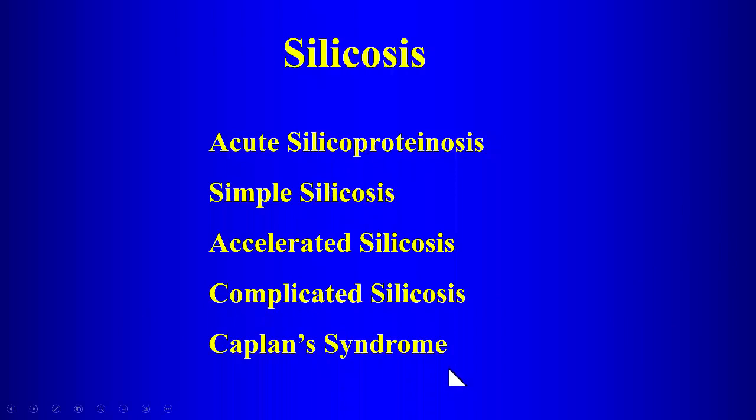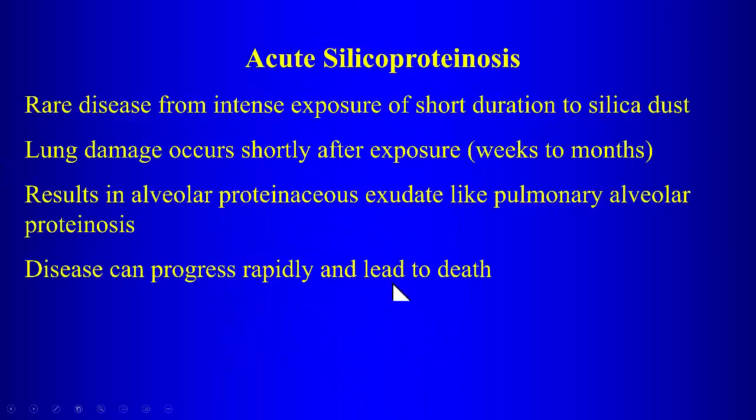Yeah, so those are patients with rheumatoid arthritis who are also exposed to silica, and what do they develop in the lungs? Yeah, they develop an accelerated formation of rheumatoid nodules within the lungs, and that's Kaplan syndrome. So acute silicoproteinosis, this is from a short duration, massive exposure.